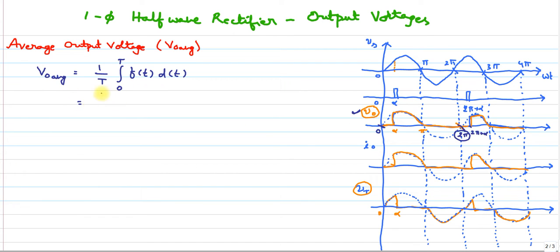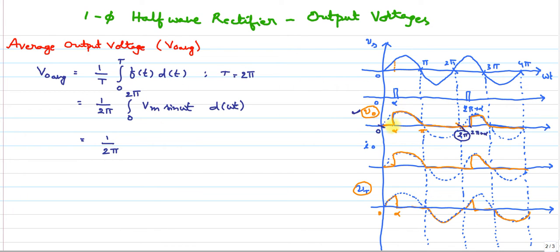Let us move forward. As we discussed, the time period T is equal to 2 pi. This part we have just seen. So 1 by 2 pi, integral 0 to 2 pi, f of t means Vm sin omega t, dt means d omega t. So this will be equal to 1 by 2 pi, integral from 0 to 2 pi, Vm sin omega t.